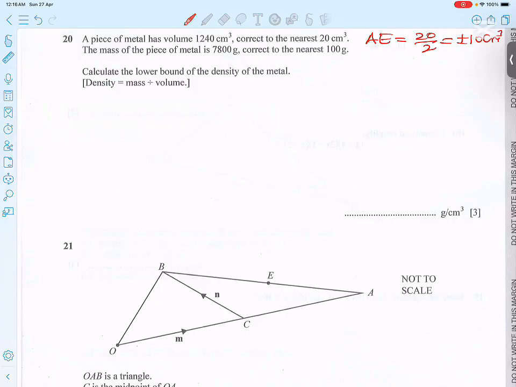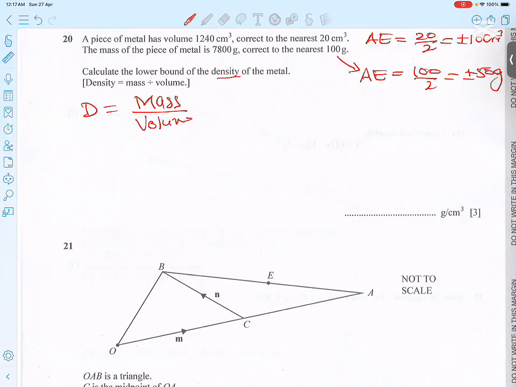Okay. So what he said, and the mass of the piece of metal is this many grams, with a 100-gram absolute error. So absolute error 100 divided by 2, I got 50 grams plus and minus. And what our question is asking, we have a formula: density is equal to mass per volume. He said the piece of metal has this volume and this mass, and what I'm looking for is the density. So density is the subject, and the density formula is mass divided by volume.